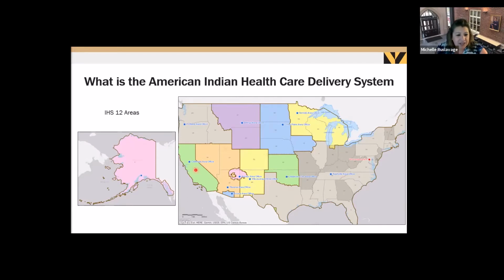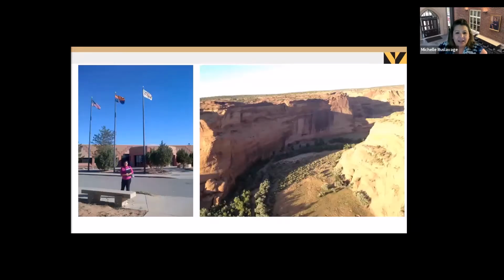Then we also have Gerald, who's from the California area right here, and Annie Moon is from this area right here in Navajo. And we can't forget our sisters and brothers up in Alaska, which cover a vast amount of territory as well. And with that, these are just a couple pictures. This is from around the area where Annie's from, out in Navajo. You can see the beautiful canyons here, and this is the Chinle Hospital, and that's me out in front of the Chinle Hospital doing a visit out there.